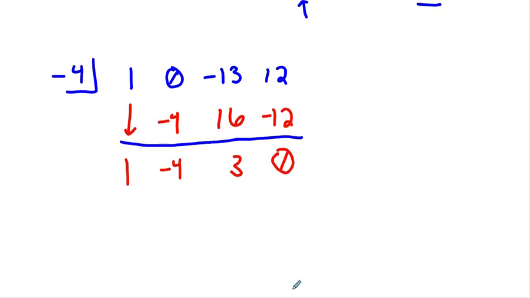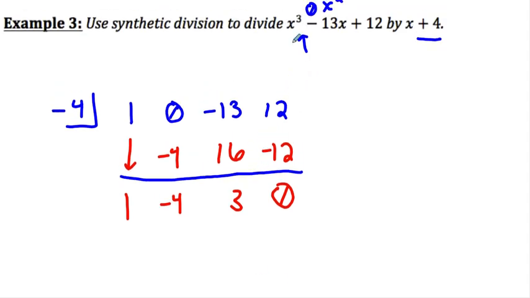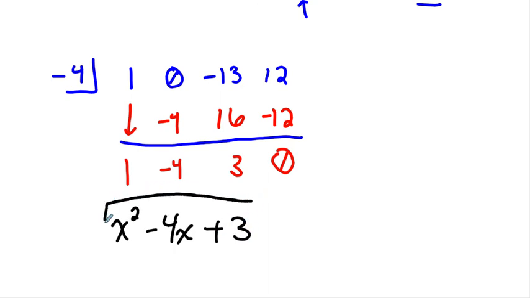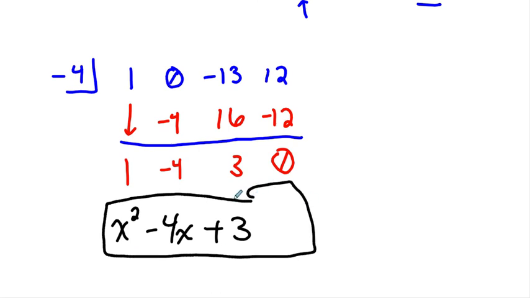So we need to finish out the problem by writing down our final answer. It started with x to the third, so our final answer needs to start with 1 power less than that. Since we started with x to the third, this will start with x squared minus 4x plus 3. That is your final answer for this problem. Ooh, got a little crazy there. All right, so there's your final answer.